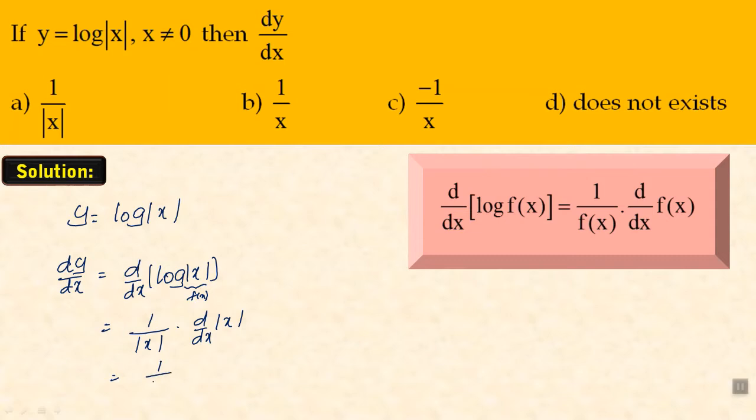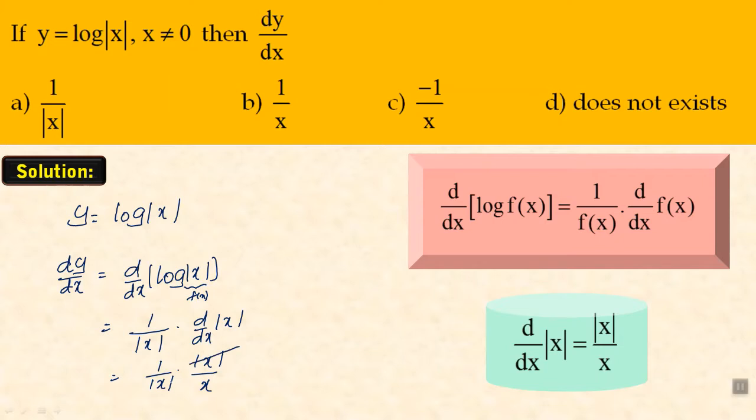This equals to 1 by mod x into, we know that d by dx of mod x is equals to mod x divided by x. Here mod x get cancelled. This equals to 1 by x. Therefore, the answer is option B.